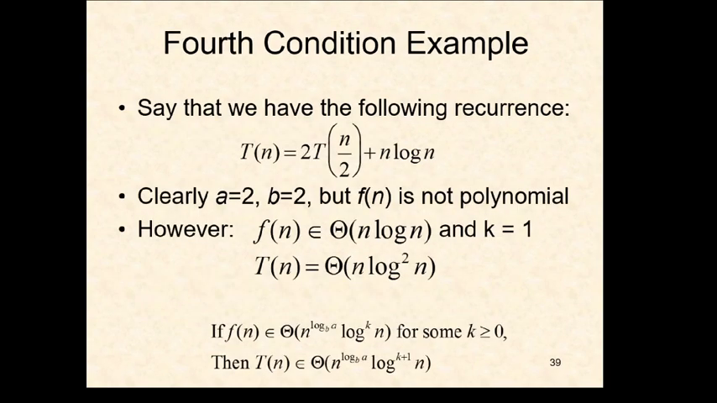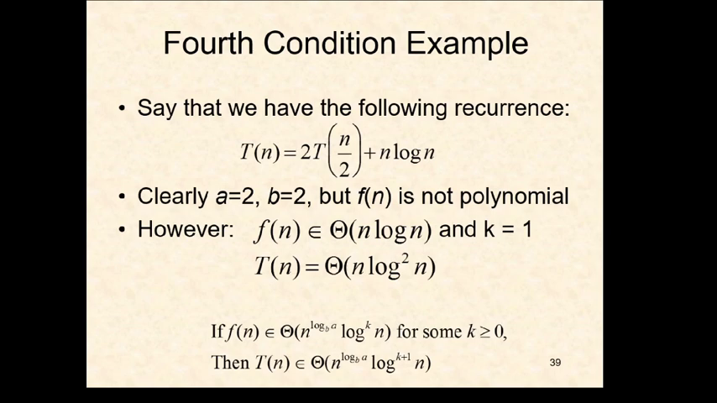Now here's an example of using it, just so we can make it a little bit more concrete. So I've got this form, 2T of n over 2 plus n log n. N log n, now that's a fairly common form. That's what it would take if we were recursively doing a fast sorting algorithm. So from this, we've got a equals 2 and b equals 2, easy, multiply by 2, divide by 2, but f of n isn't a polynomial.